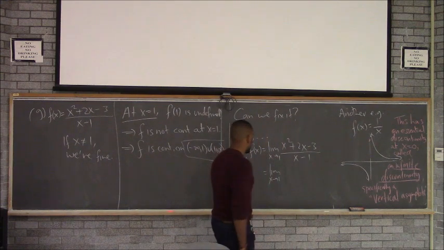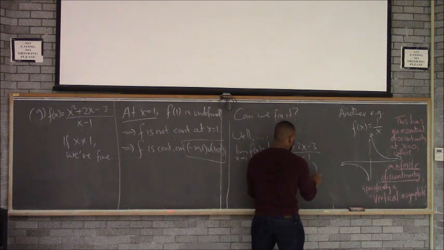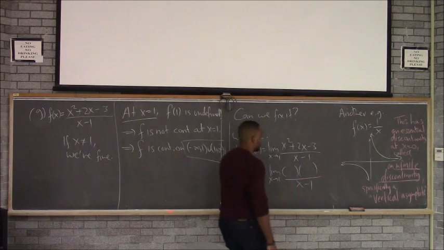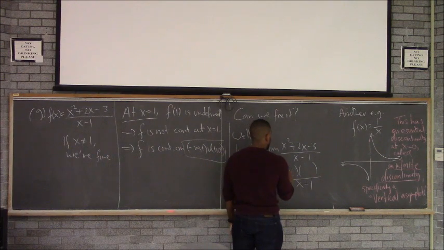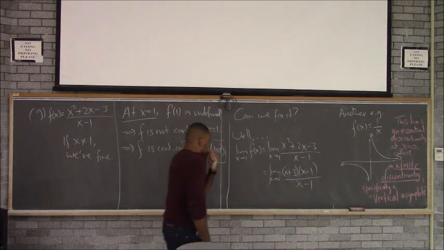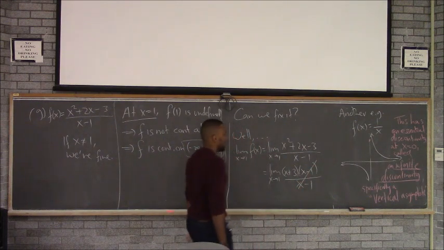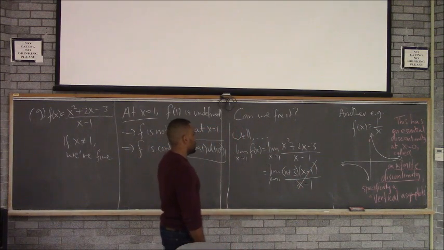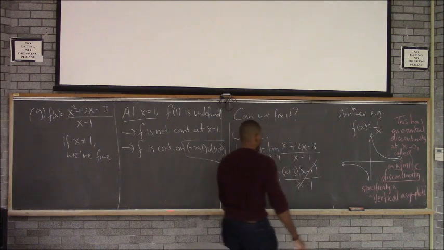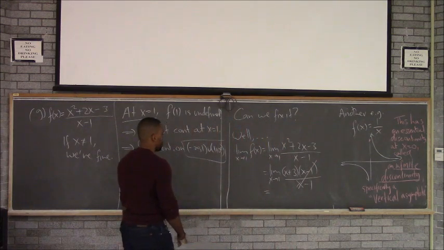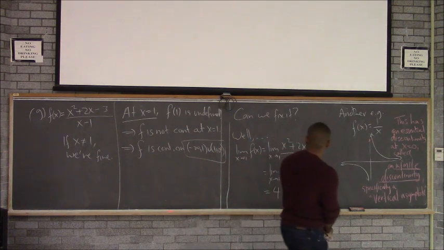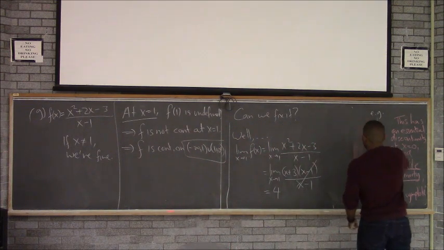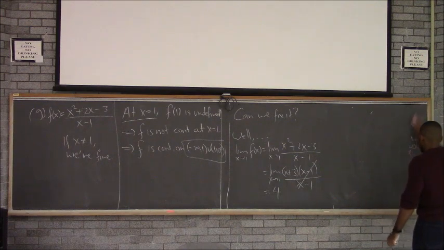Well, you can't plug in, so you're going to try to simplify. That's step 2. This brings you to factor. Does that factor? Yes. It's x plus 3 times x minus 1, over x minus 1. So that would cancel. And then if I plug in x equals 1, what do I get? 4. So is this fixable? Yes. Sure. All we have to do is redefine the function.